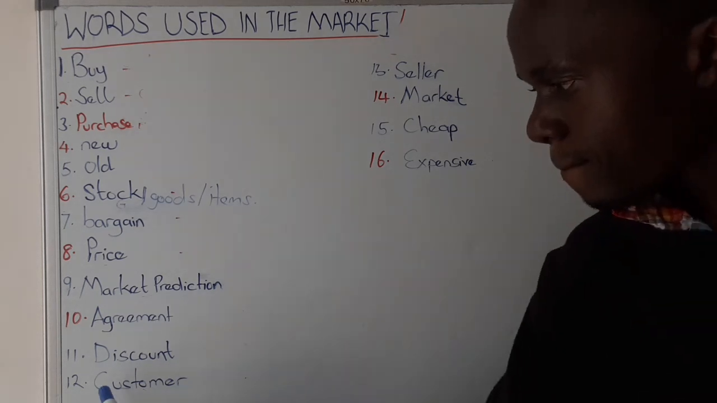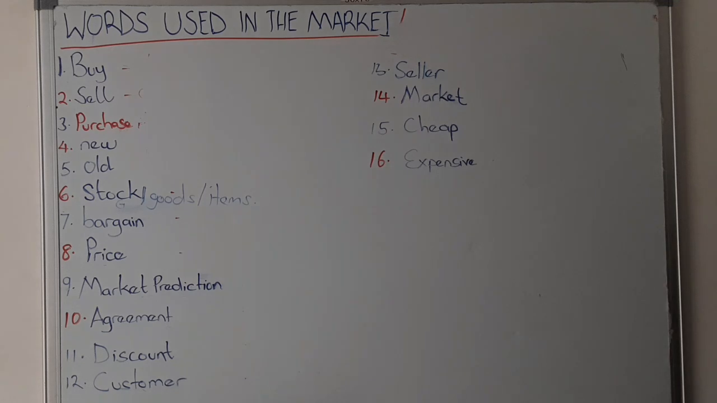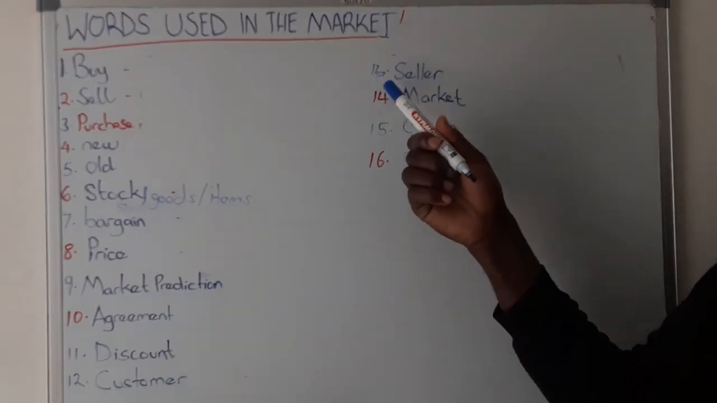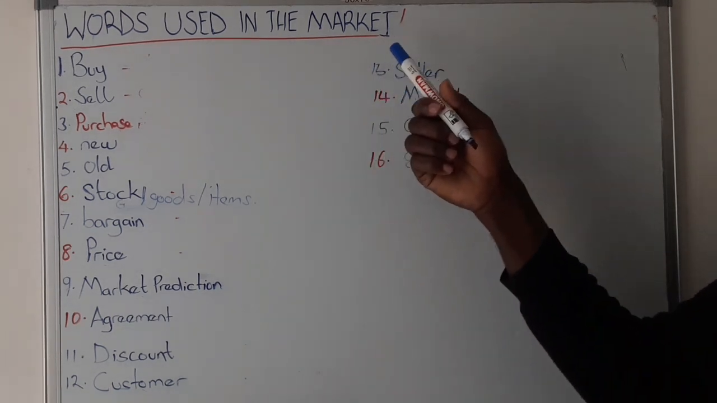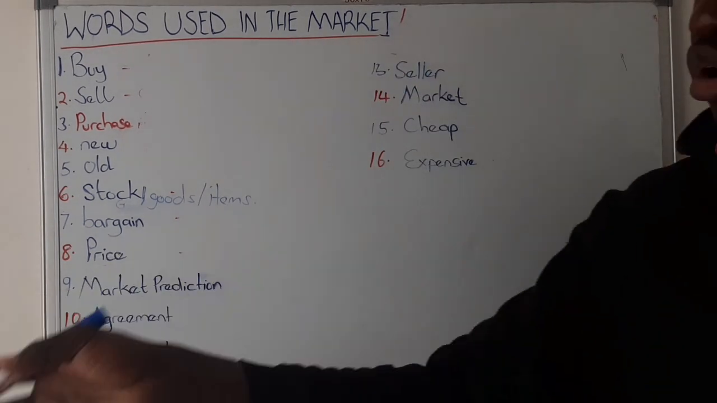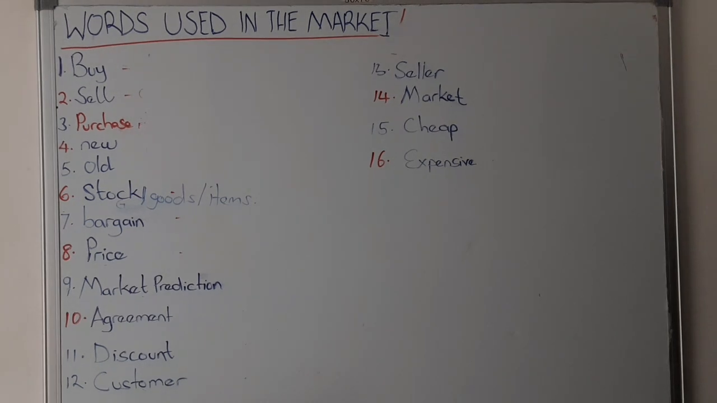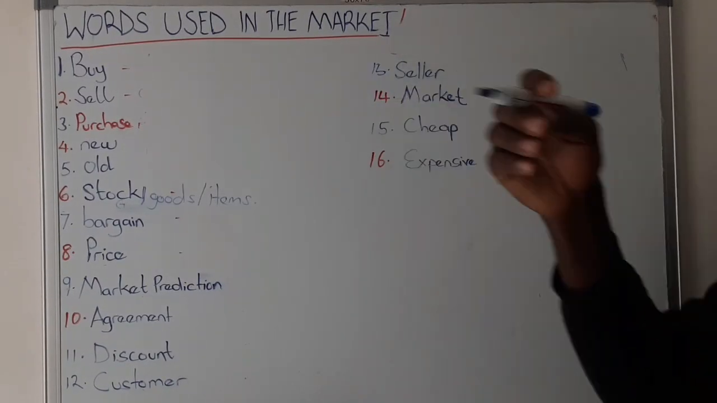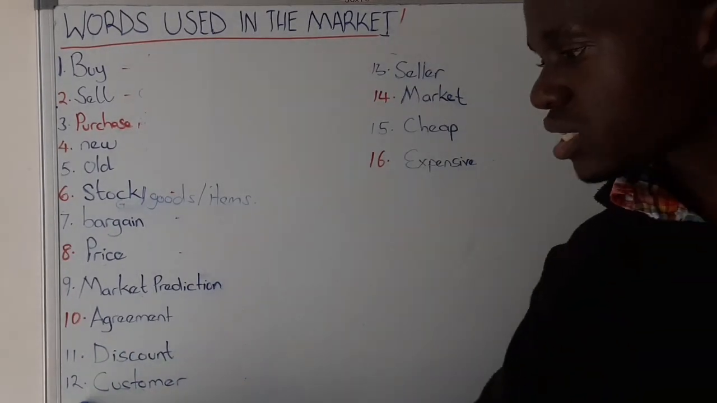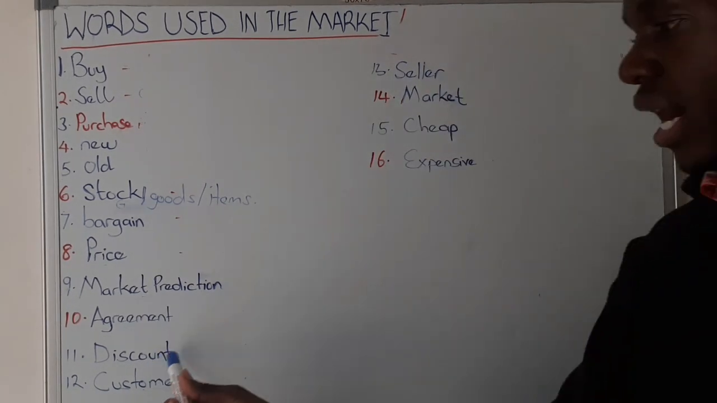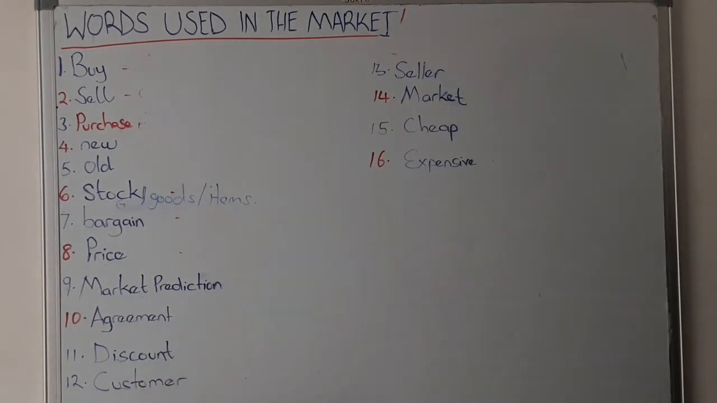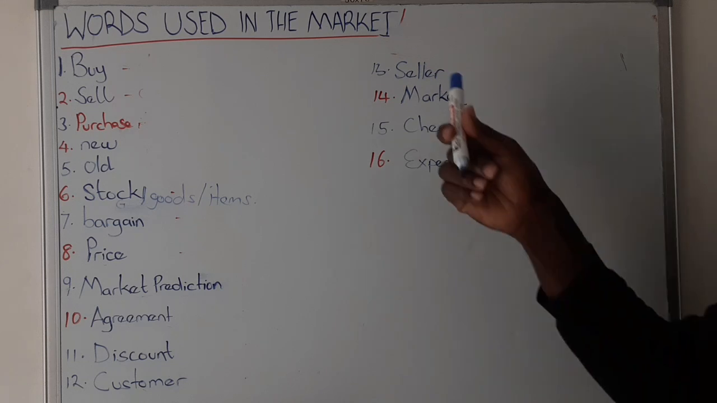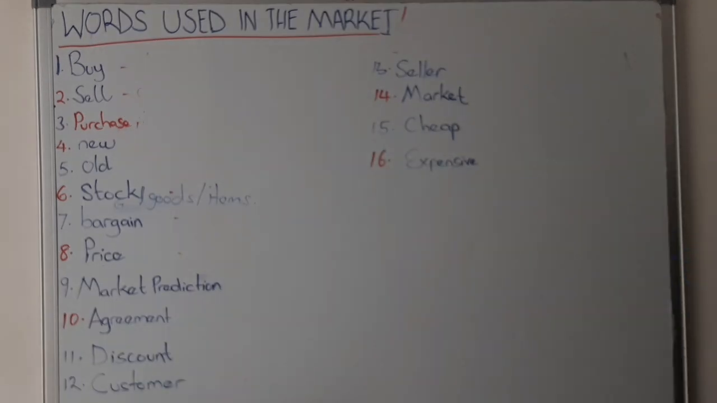Customer. So customer is the person who is going to purchase the commodity. Okay, 13 we have seller. The seller, the person from whom the commodity is being purchased. In other words, that person buying is the customer, and the seller can offer discounts on commodities. Hope now we are together. So seller is the person from whom the commodity is being bought.